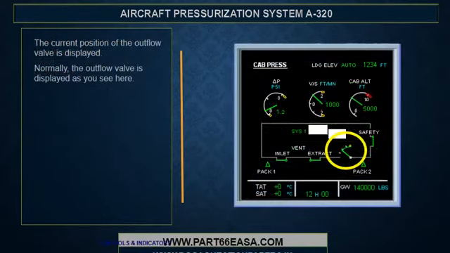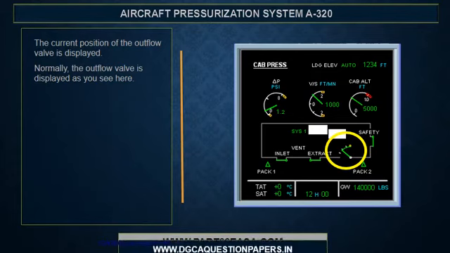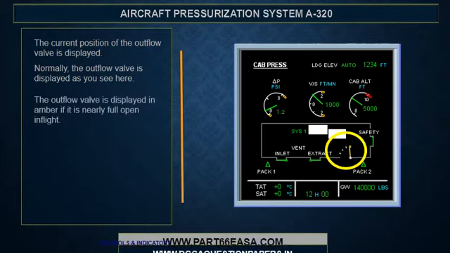The current position of the outflow valve is displayed. Normally, the outflow valve is displayed as you see here. The outflow valve is displayed in amber if it is nearly full open in flight.